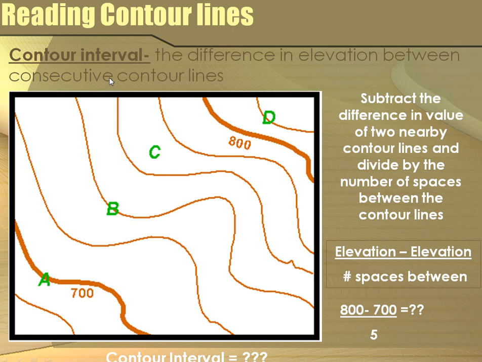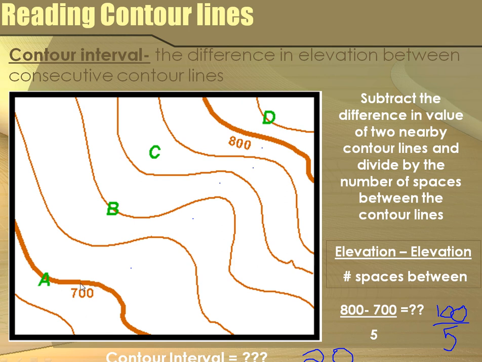And that's what the contour interval is, the difference in elevation between any two contour lines. To figure it out, you look at the ones that are labeled, and you subtract the difference in those two. So 800 minus 700 is 100. Excuse my bad handwriting. And then you divide by the number of spaces between the contour lines. We've got 1, 2, 3, 4, 5 spaces. 100 divided by 5 is 20, which means that we are counting by 20s.